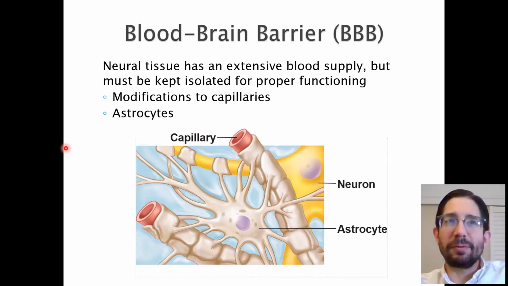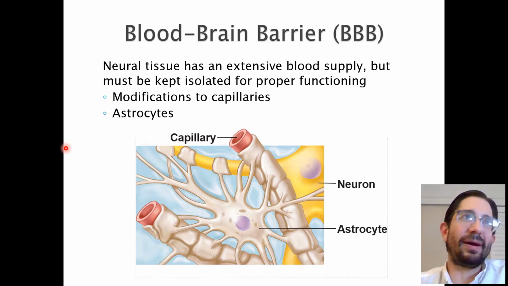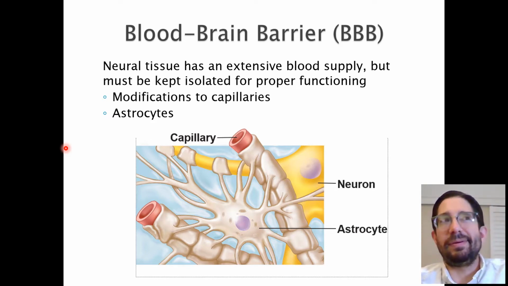The blood-brain barrier, or BBB, is required because the neural tissue in your brain and spinal cord and nerves have a lot of blood being supplied to them, but you really want nervous tissue to have a very specific, well-balanced environment. In other words, our capillaries are leaky. That's how we deliver oxygen and nutrients to all the tissues of our body. We just kind of make the capillaries pretty leaky.